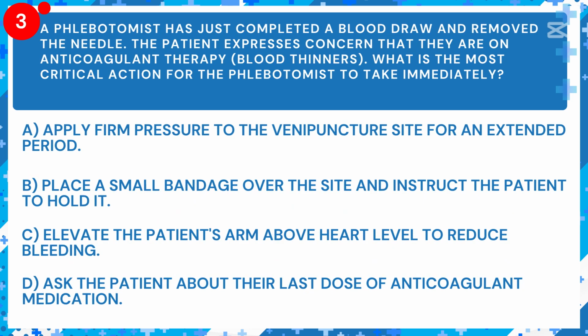Question 3. A phlebotomist has just completed a blood draw and removed the needle. The patient expresses concern that they are on anticoagulant therapy, blood thinners. What is the most critical action for the phlebotomist to take immediately? A. Apply firm pressure to the venipuncture site for an extended period. B. Place a small bandage over the site and instruct the patient to hold it. C. Elevate the patient's arm above heart level to reduce bleeding. D. Ask the patient about their last dose of anticoagulant medication.